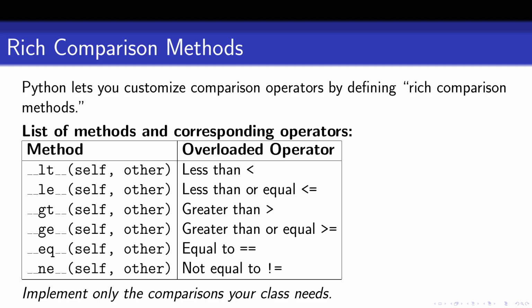For example, if your object has a natural order, you might implement less than or equals, and equals. These methods let your objects integrate seamlessly with Python's sorting and comparison tools. They also support clearer, more intuitive expressions in your program logic when working with custom types.